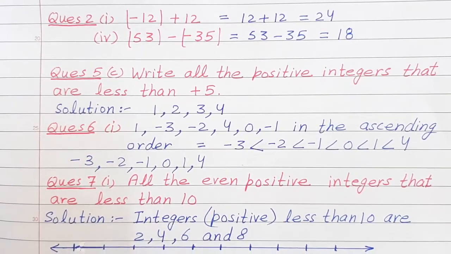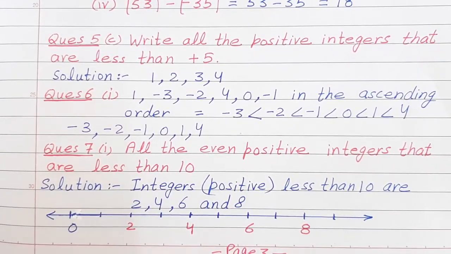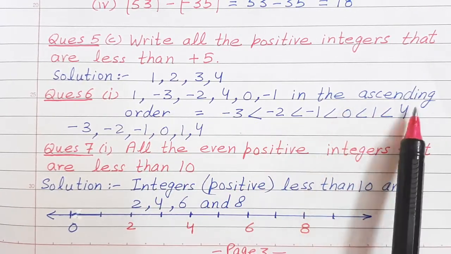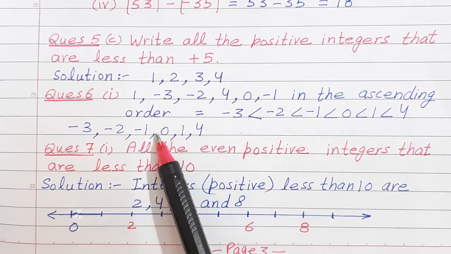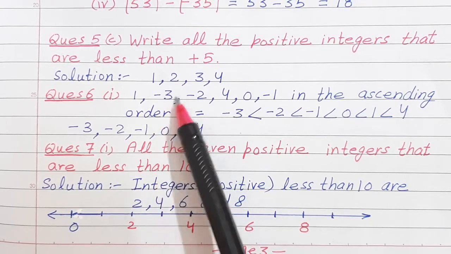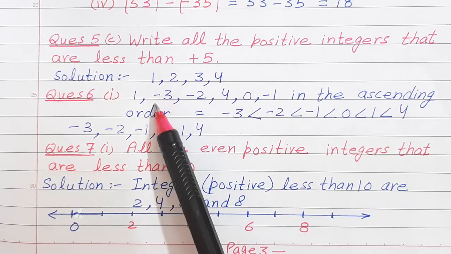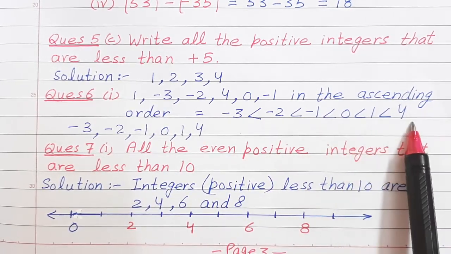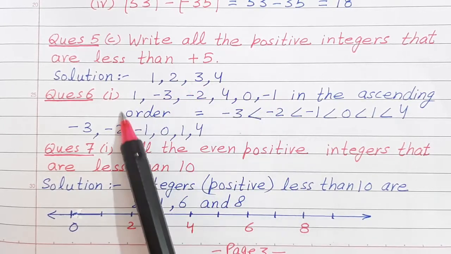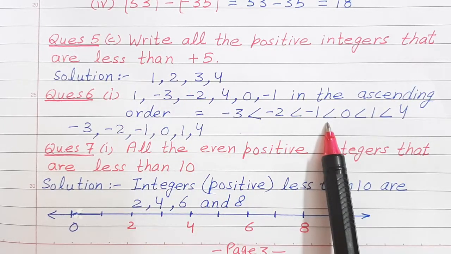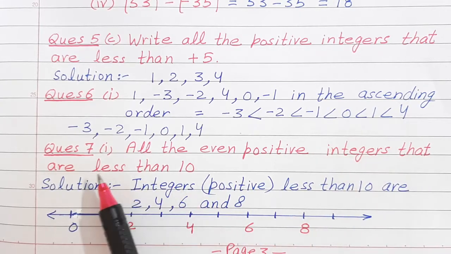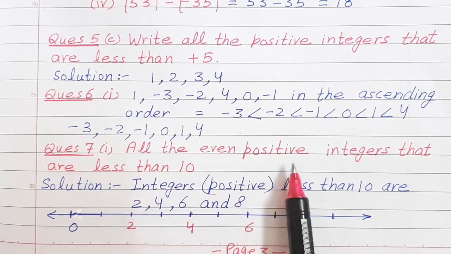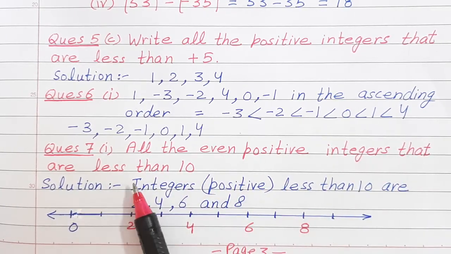In question number 6, you can see what we have. The numbers are given and we have to arrange these numbers in ascending order. So what is the ascending order here? First of all, we write minus 3, which is the smallest integer here. So minus 3, minus 2, minus 1, 0, 1 and 4. Right? So all these numbers we have arranged. I hope it is clear. Now question number 7 is, we have to represent all the even positive integers that are less than 10.